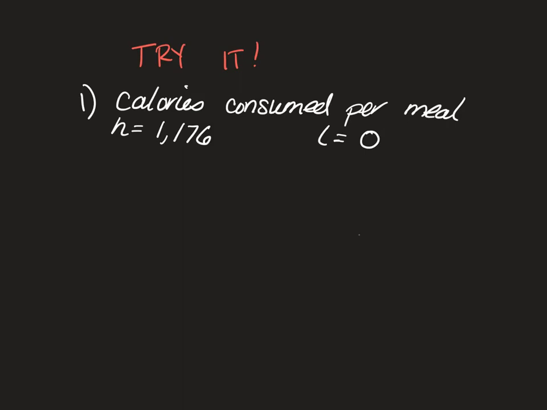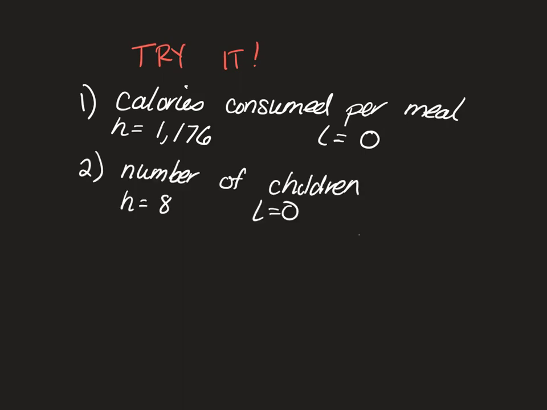Let's try another one. What if our variable was number of children? We noticed the highest count of children in the dataset was 8 to one parent, and the lowest count was 0. If you said that this one should be score instead of interval because the range is small, you're also correct. Let's try a third one. Here, I'm not going to give you the high and low. I want you to try to figure it out without that information.